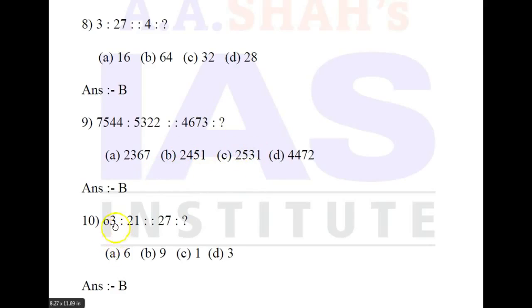10th question now. You have 63 is to 21 and 27 is to what? So what is the connection between 63 and 21 here? 63 divided by 3, the answer is 21. Same thing now, 27 divided by 3, the answer has to be 9. So B option 9 is your correct answer here.